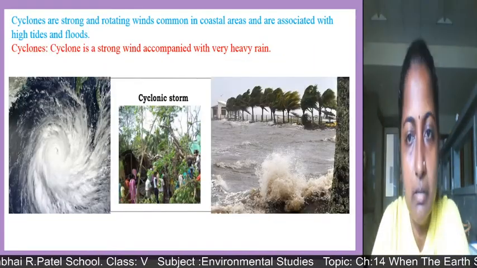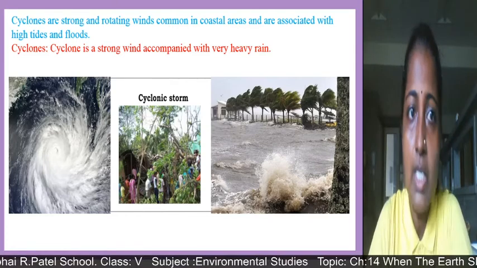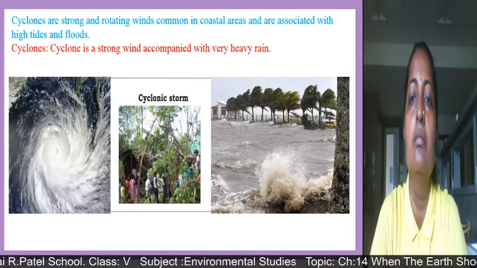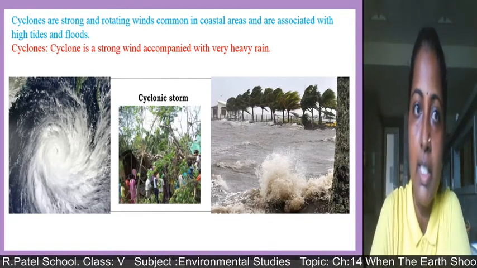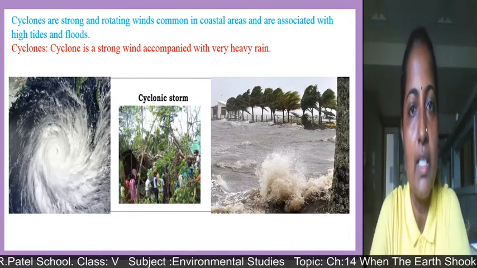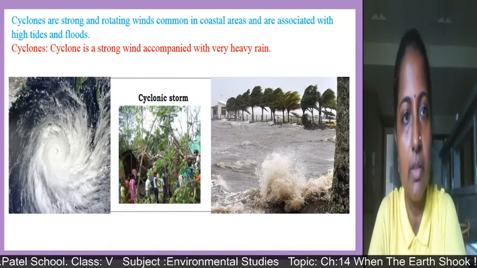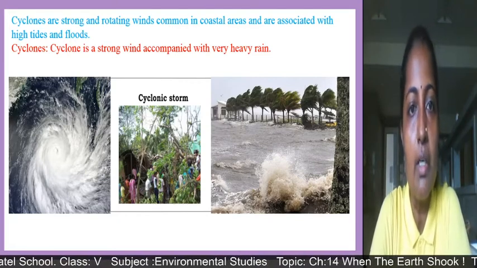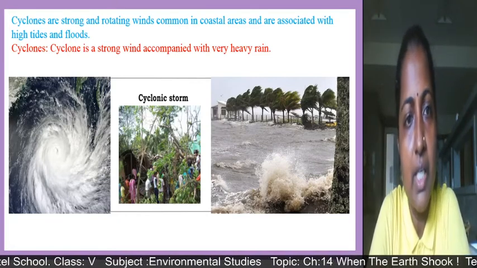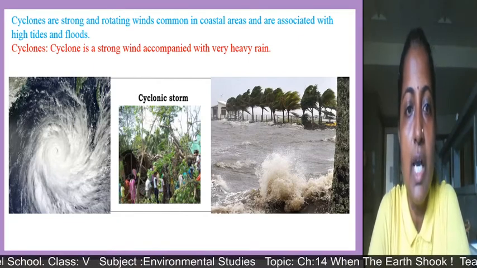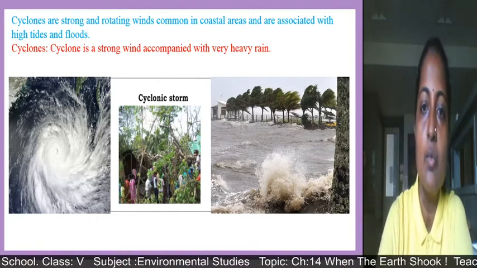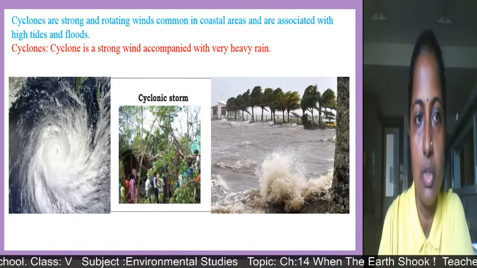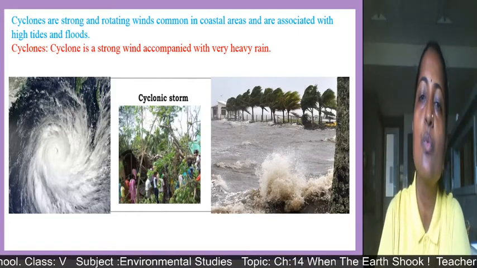Now we will see another natural calamity, that is a cyclone. Cyclones are strong and rotating winds, very forceful winds, common in coastal areas and associated with high tides and floods. Cyclone means a strong wind accompanied by very heavy rain. Heavy rain as well as very strong wind is blowing when a cyclone is coming. You can see the cyclonic storm and the conditions when a cyclone occurs. So this is about a cyclone, also one of the natural calamities.